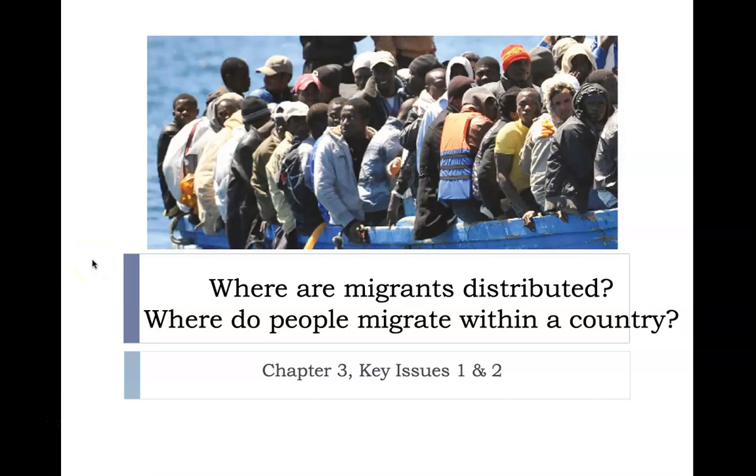We have finished chapter 2, which is population. Now we're going to talk about the movement of people. And so we're going to look at chapter 3, migration, key issues 1 and 2. Where are migrants distributed? And where do migrants migrate within a country?